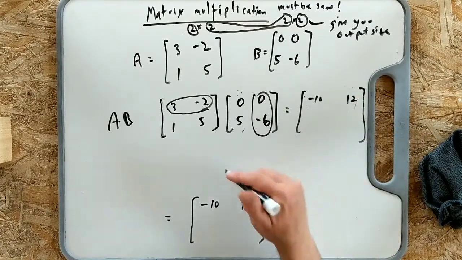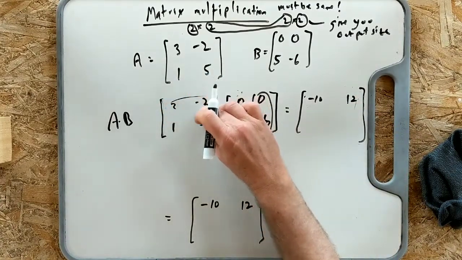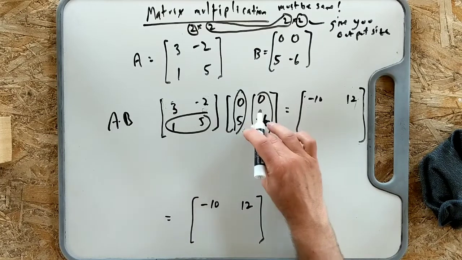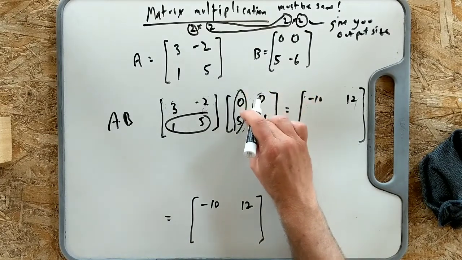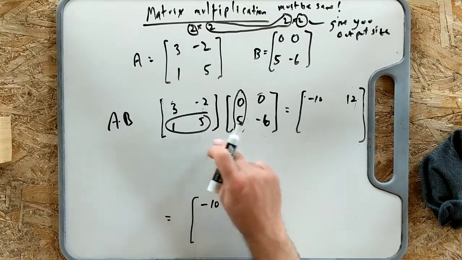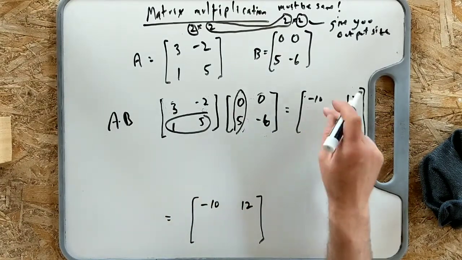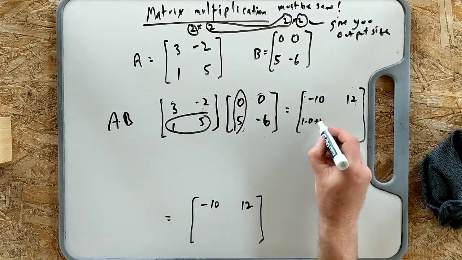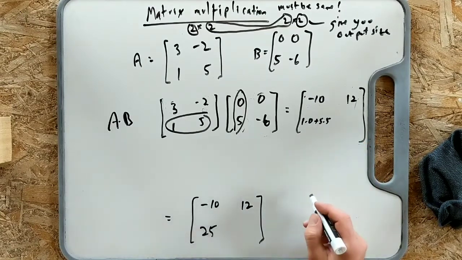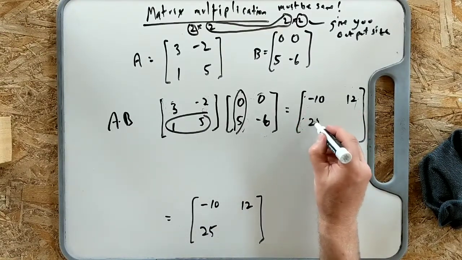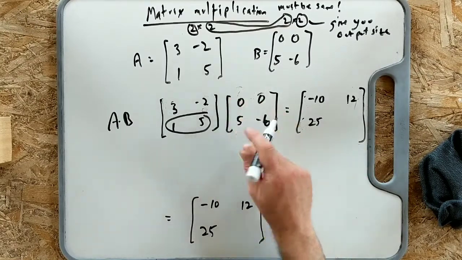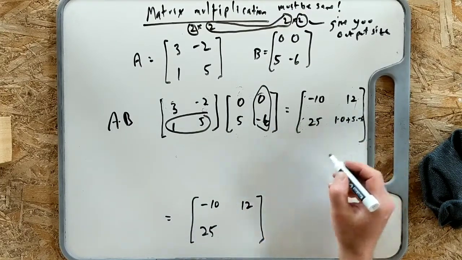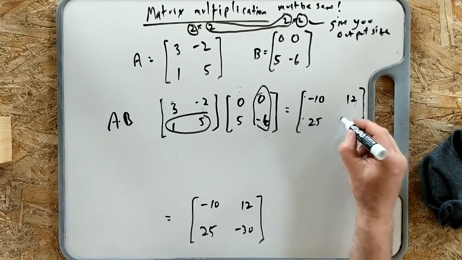Okay, then I want to get the second row. I'm now going to take the second row and multiply by the first column. Row 2 times column 1 will give me element 2,1 over here. So 1 times 0 plus 5 times 5, or 25. And then finally, row 2 times column 2: 1 times 0 plus 5 times -6, which is -30. Like that.